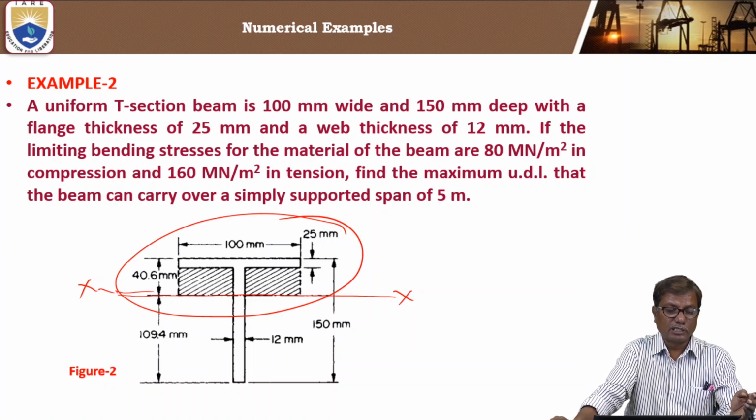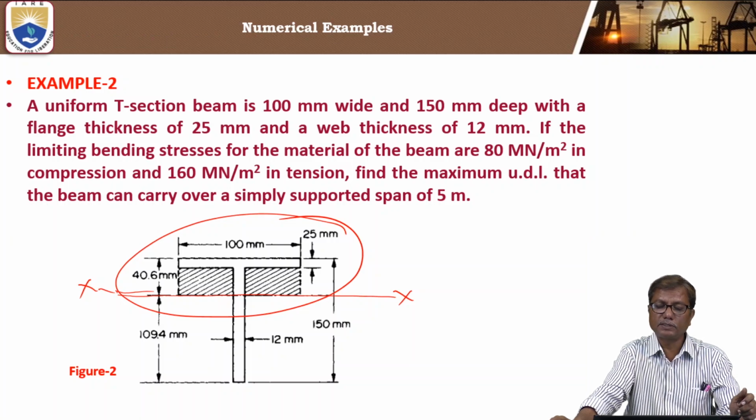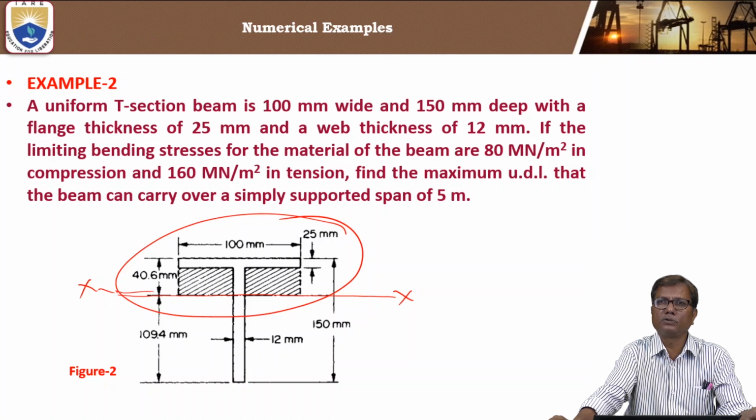What is given in the problem? Let us read it. A uniform T section beam is 100 mm wide and 150 mm deep, with a flange thickness of 20 mm and web thickness of 12 mm. If the limiting bending stresses for the material of the beam are 80 meganewton per meter square in compression and 160 meganewton per meter square in tension. Find the maximum uniformly distributed load that the beam can carry over a simply supported span of 5 meters.